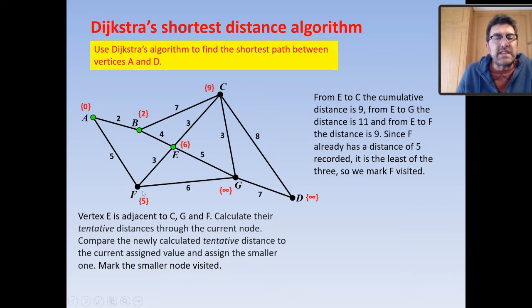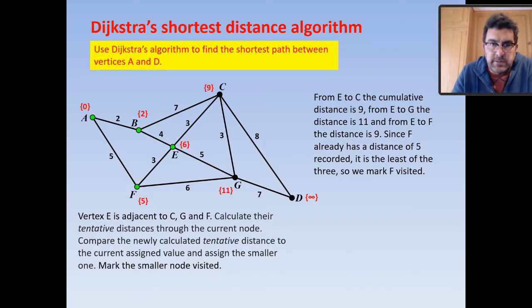Now we want to visit F. So we go from A to B to E to F. There's already a cumulative distance of 6, plus that will give me a 9. The 9 is larger than the 5 that I already have, so I leave the 5. The other vertex that is not visited will be G. The cumulative distance there will be 2 plus 4, which is 6, plus 5. This infinity there is therefore going to change to 11.